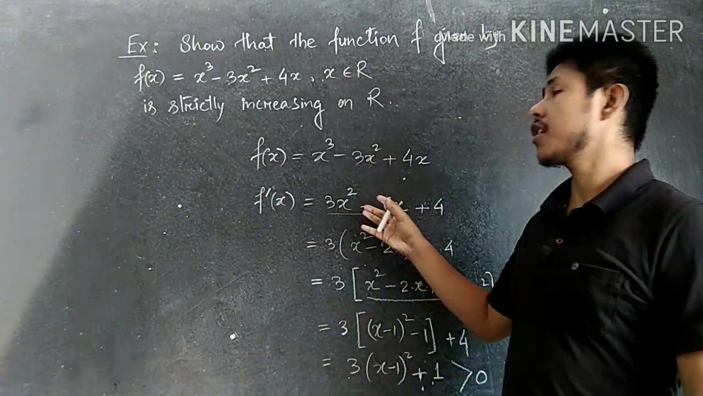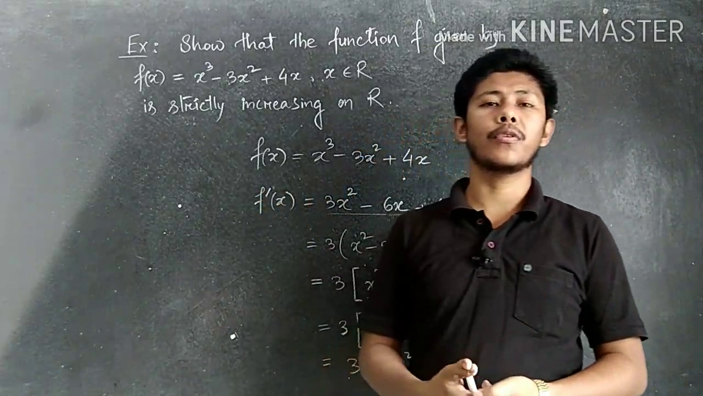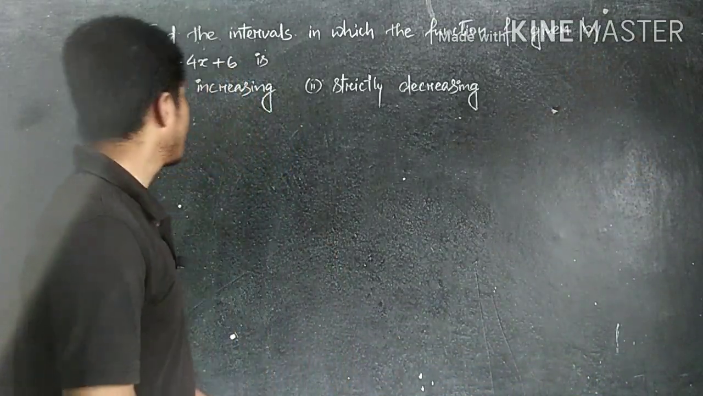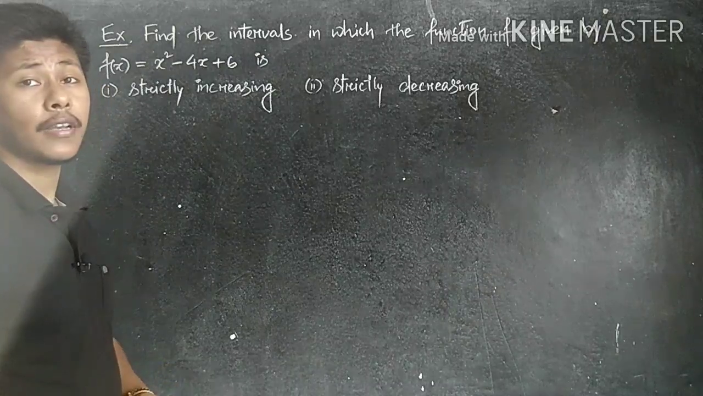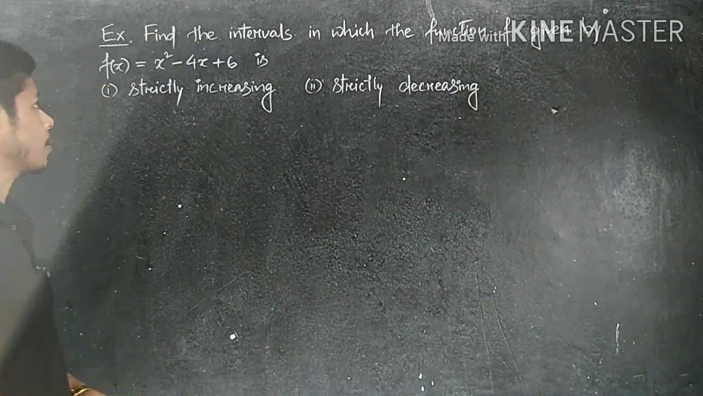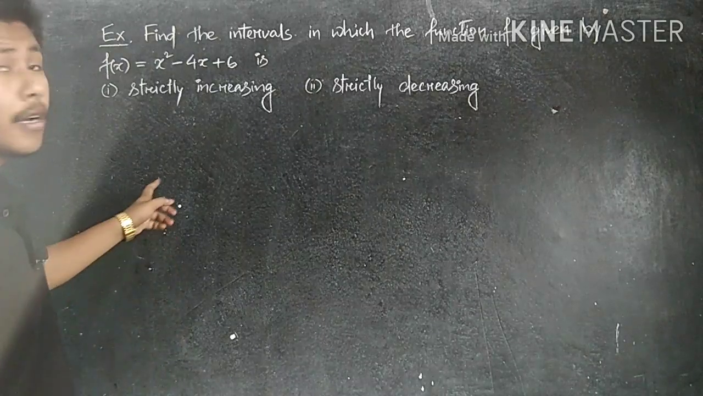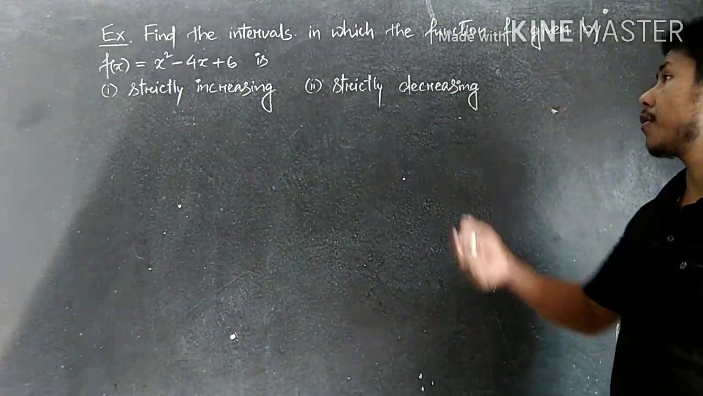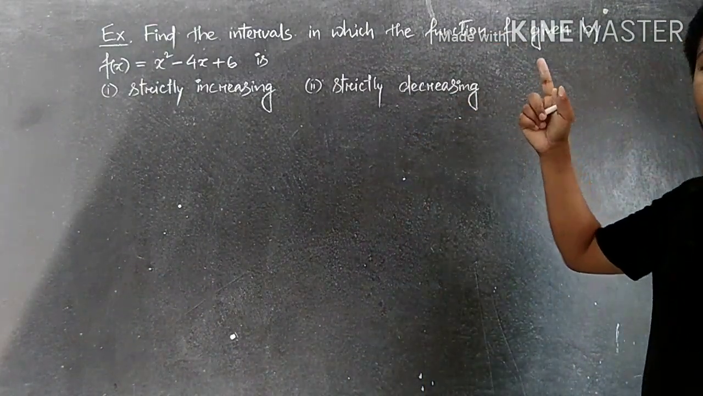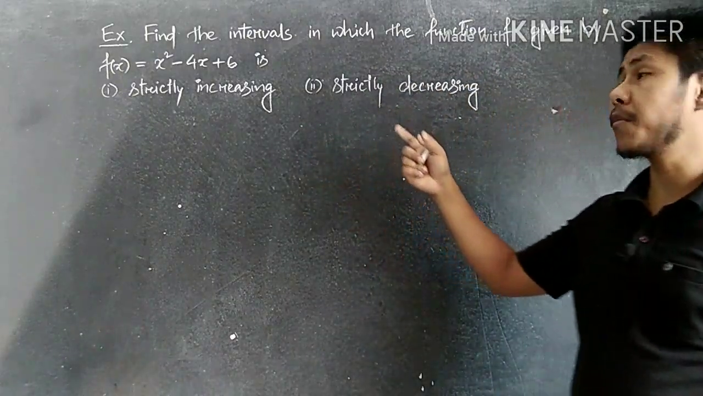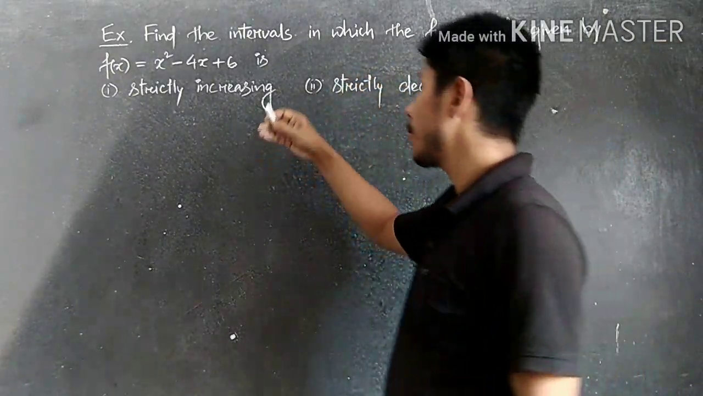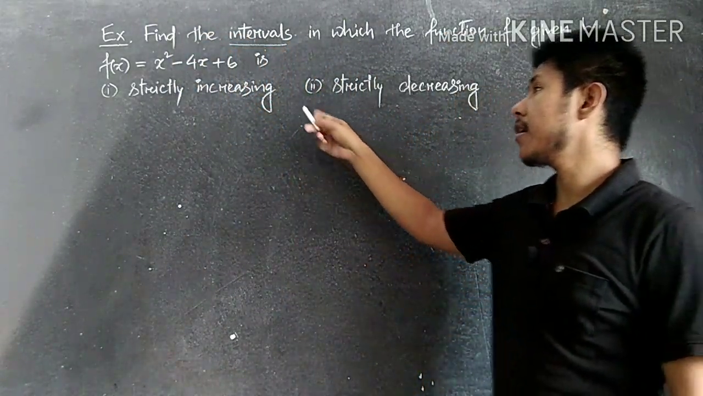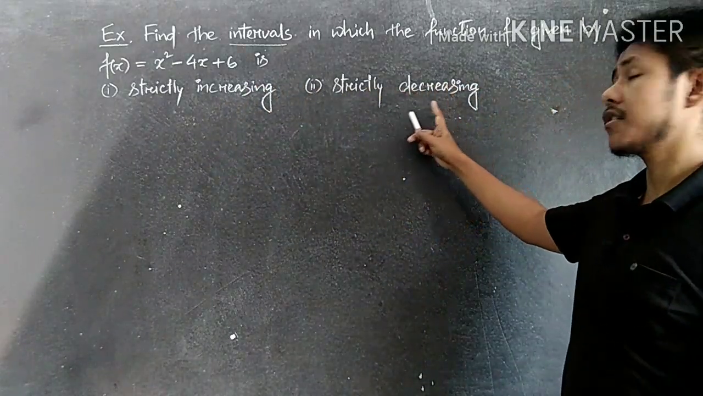So if this type of questions or examples are given, we have to do it in this way. Is it clear? Okay. Now the next question is here. Find the interval in which the function f given by f(x) equals x square minus 4x plus 6 is strictly increasing, strictly decreasing. So now in this case, what we have to do is find out the interval here. This type of question is very important here. So we have to find out intervals, and where the conditions are given, the function is strictly increasing and the function is strictly decreasing.